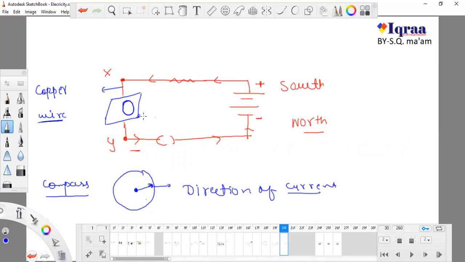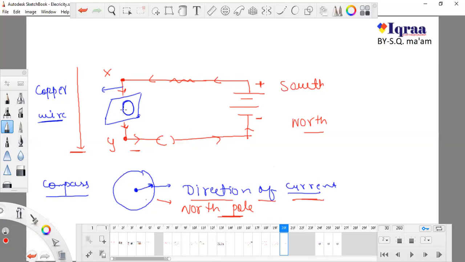Here we can see the direction of our current. This is the direction of our current. I'm using this compass needle, and the direction of our current is from this pole to this pole. The needle always shows north pole. What we are going to do is understand how the direction of current changes.